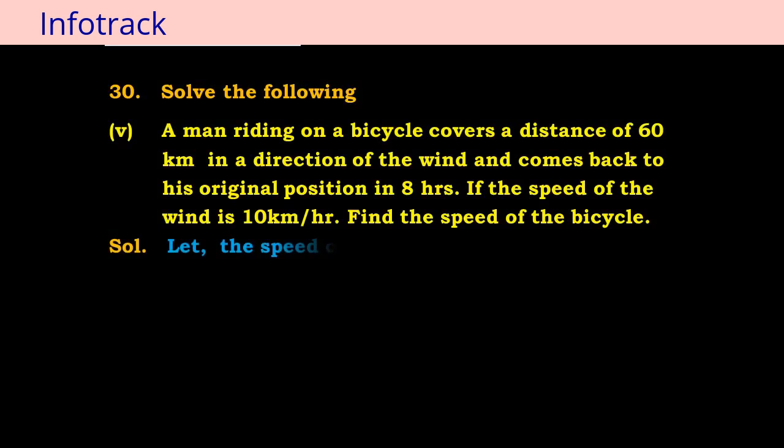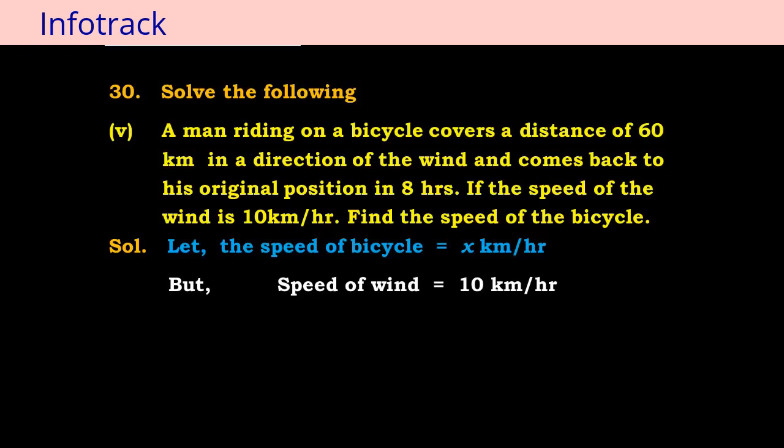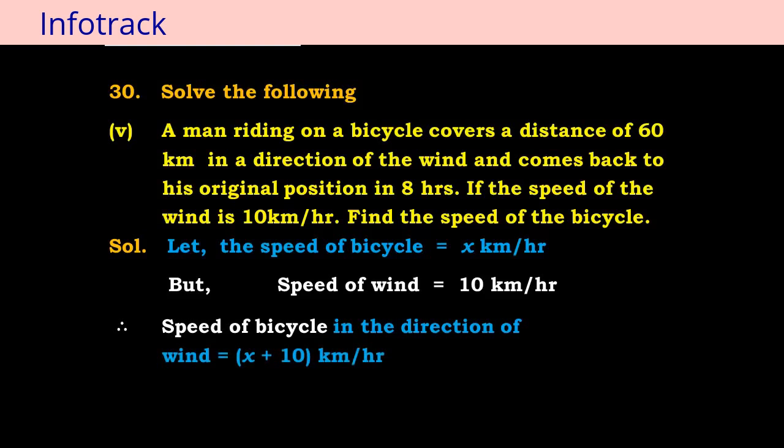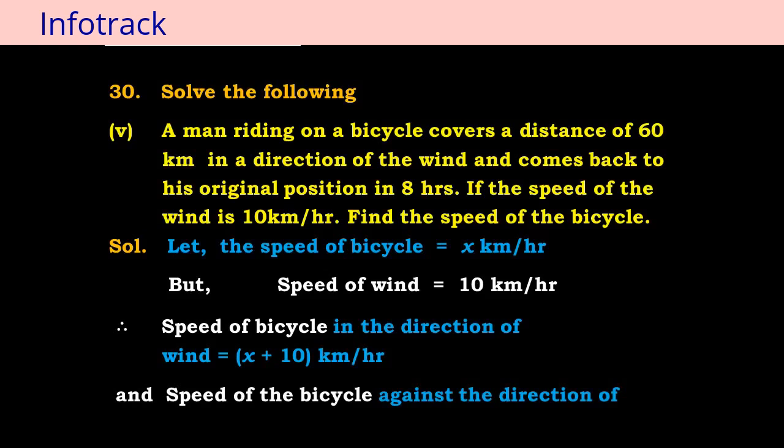So, let the speed of the bicycle be x km per hour. Speed of the wind is given as 10 km per hour. Now, the speed of the bicycle in the direction of the wind will become x plus 10 km per hour, and when it comes back, that means the speed of the bicycle against the direction of the wind is equal to x minus 10 km per hour.